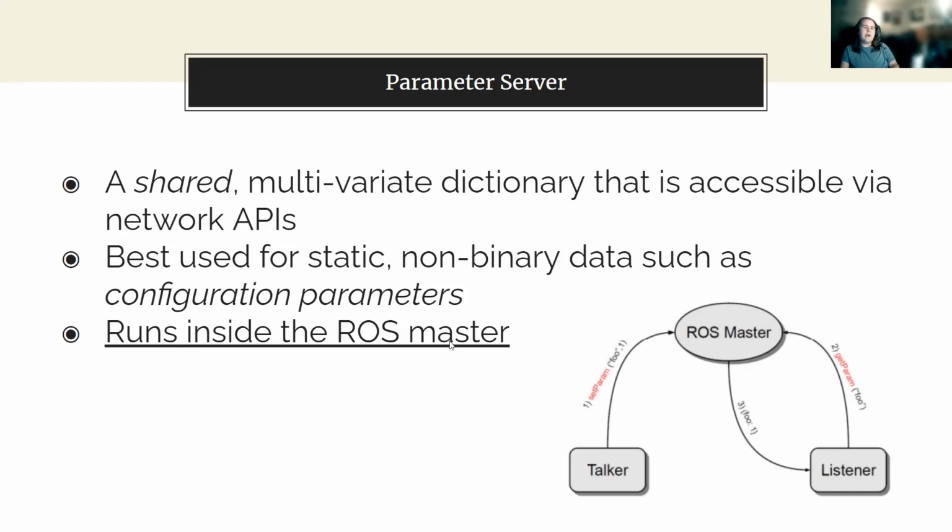So what you can do is set a parameter in the parameter server that says, okay, tell Gazebo that when it starts up to use this world file. And then once you start that node, it'll look in the parameter server, say, okay, I should use this file, and do that.